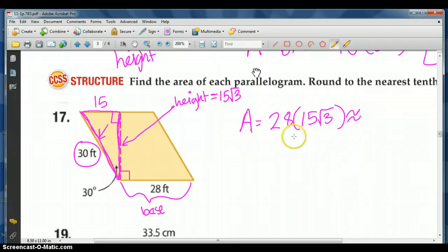So just use your calculator and take 28 times 15 times the square root of 3. And that rounds to 727.5 square feet.